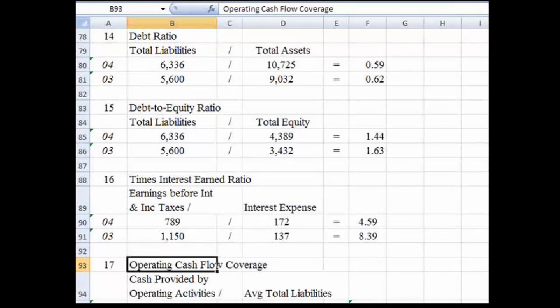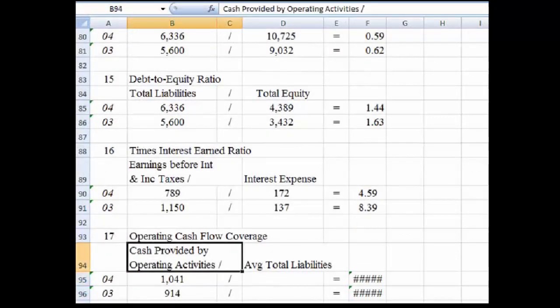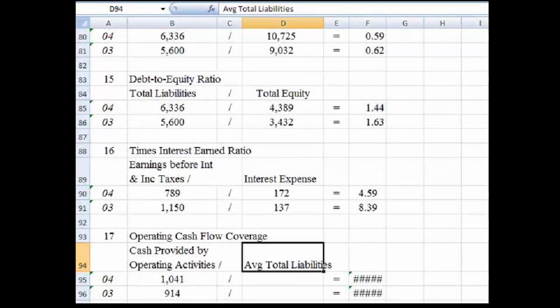The final ratio, operating cash flow coverage, indicates the company's ability to cover its liabilities using net cash generated from its operating activities. It is calculated by dividing the average total liabilities into the cash provided by operating activities. The cash provided by operating activities has been carried forward from a prior ratio, and the average total liabilities is calculated by summing the beginning and ending liabilities for each year and dividing by 2.